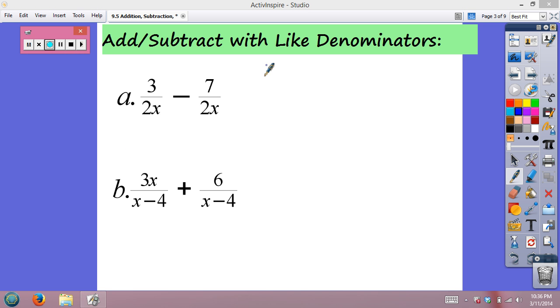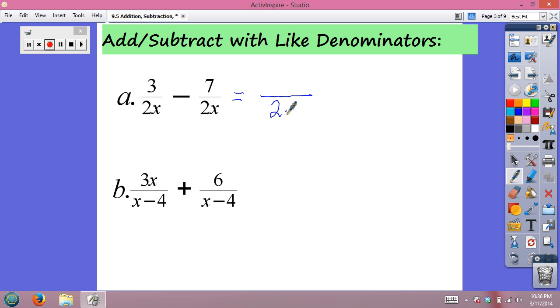In the next example, we'll take it to the next level, adding and subtracting with like denominators, but of rational expressions. So we notice that we have a 2x in our denominators, so we know that we can add the numerators or subtract them, keeping the same denominator. So we have 3 minus 7. Simplifying, we get -4 over 2x.